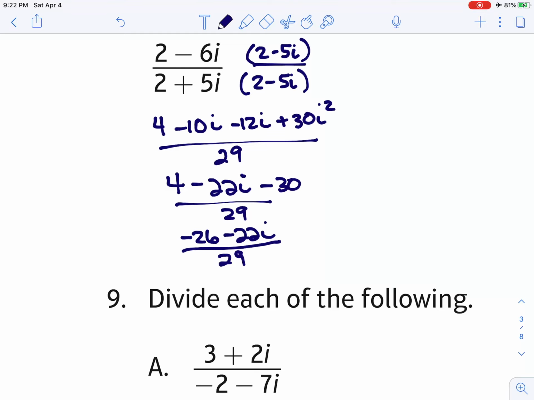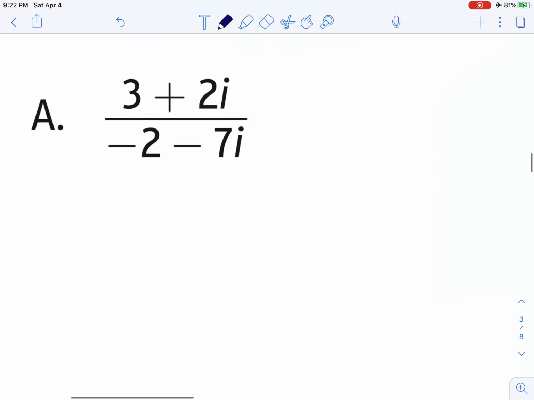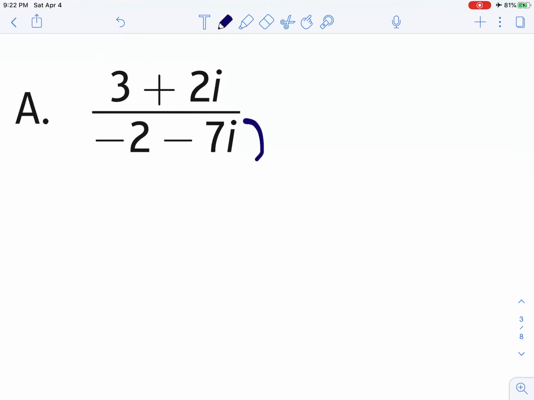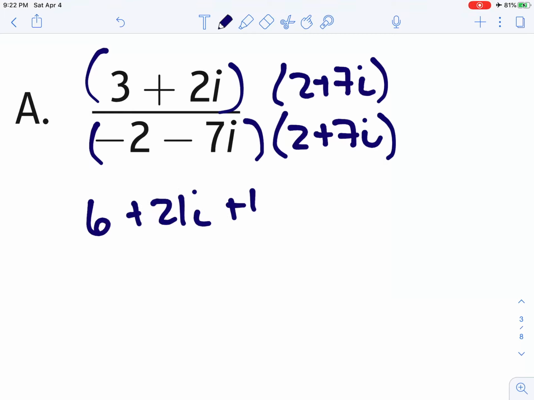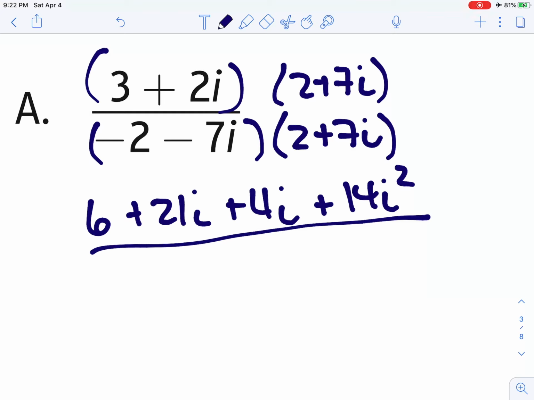So we're going to do the same thing to number 9. Okay, I need the conjugate of the denominator. That's the first thing. So that's going to be 2 plus 7i. Okay, go ahead and multiply that. I should get 6 plus 21i plus 4i plus 14i squared. This should be, oops, I forgot the negative.